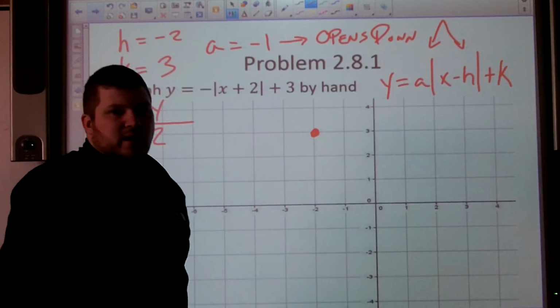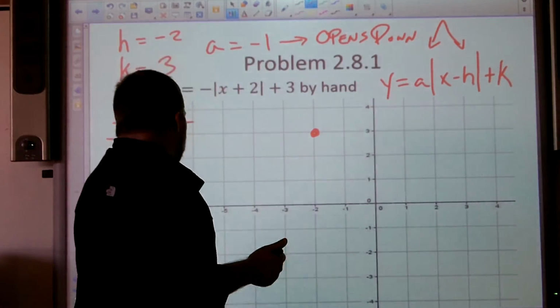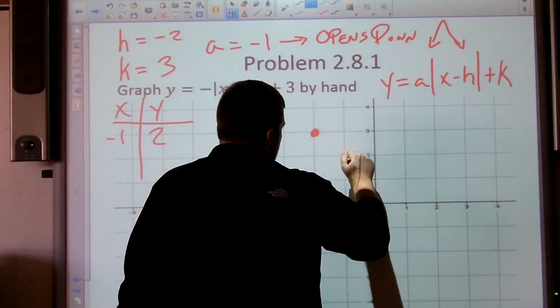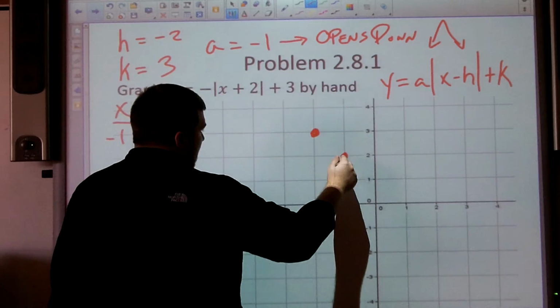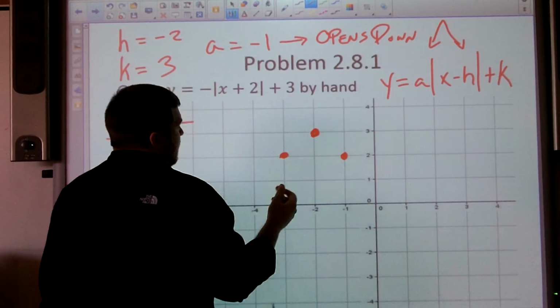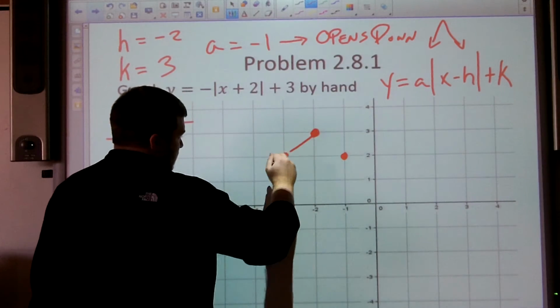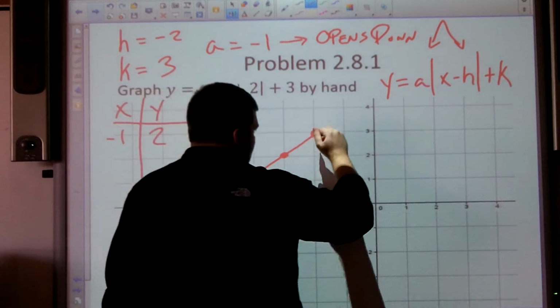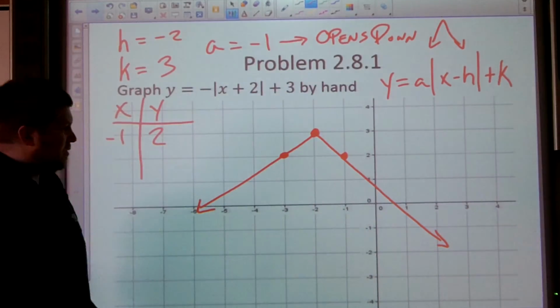If you need to do that in your calculator, do that. I'm just kind of rambling on. Do it in your calculator if you need to. So my next point is right here. But hey, absolute value has symmetry, so I know that I get the mirror point on the other side. I could do more points, but I really don't need to because I know my absolute value graph is now going to be something like this. And that's it. I have my absolute value graph now.